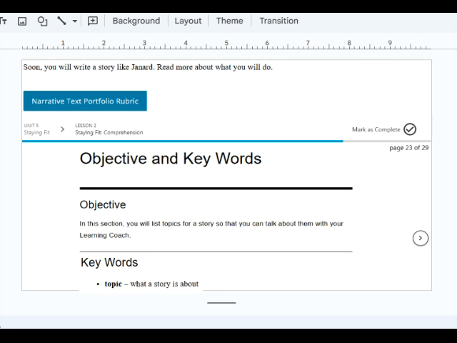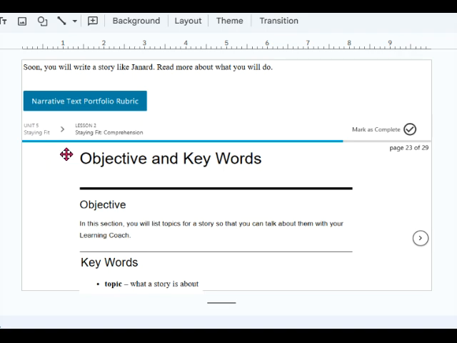Read more about what you will do. In this lesson, if you click right here in Unit 5, Lesson 1, you'll be able to find the narrative text portfolio rubric. I'm also going to go over it with you at the end of the video, just so we can check and make sure we have everything we need.